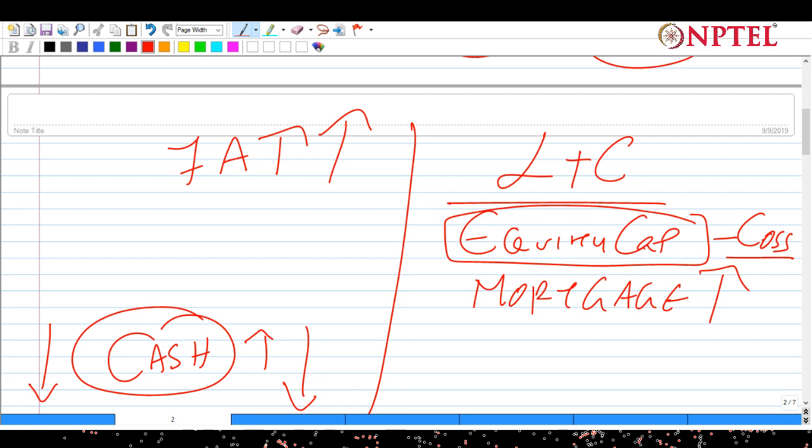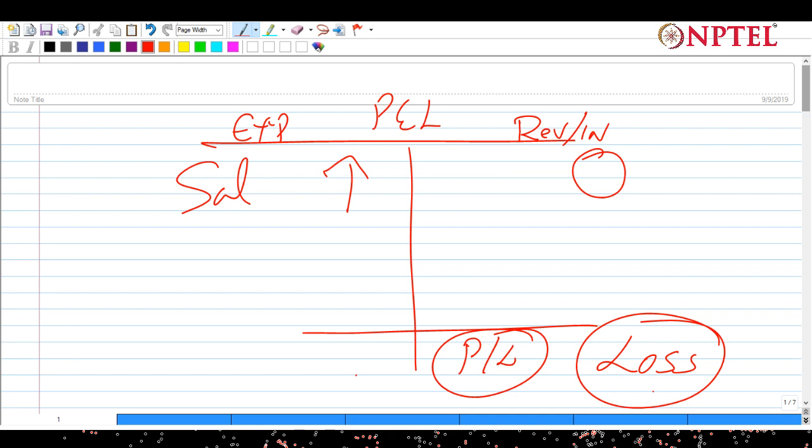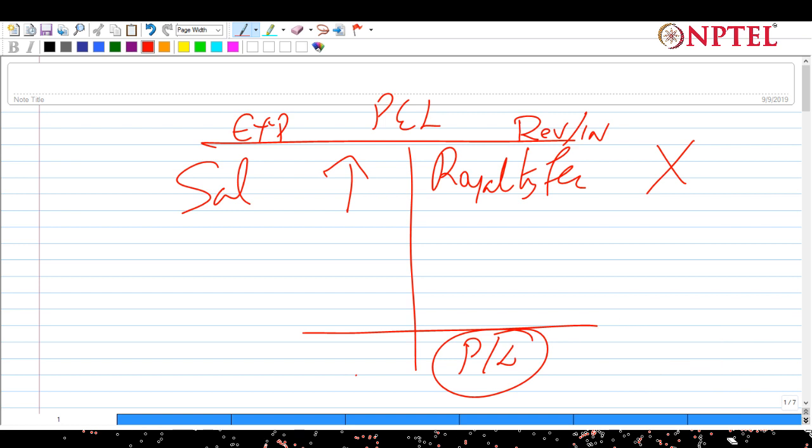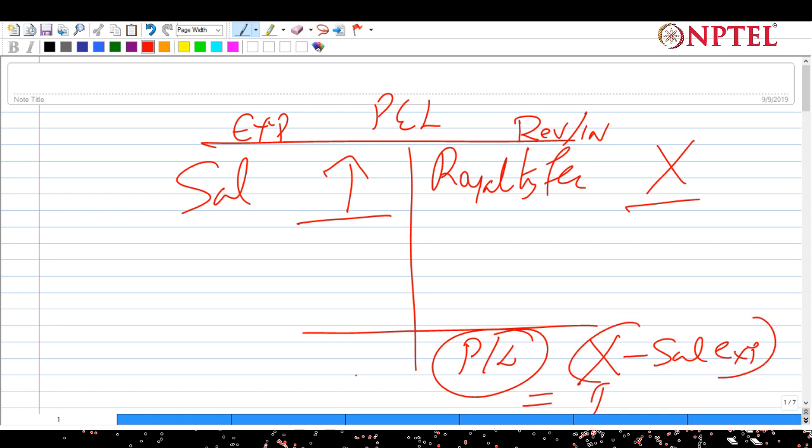If you still have any doubts, you can come back to me. Let us take one more example. Supposing I get a fee, a royalty fee, of some X amount. And the salary expenditure is far less than X. So the profit or loss is basically X minus the salary expenditure. Let us assume that it is a profit.